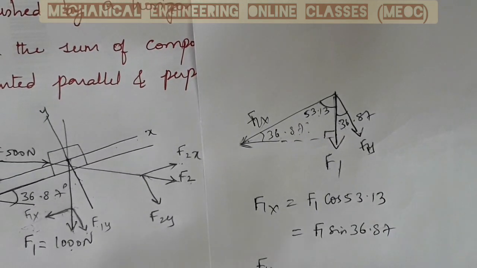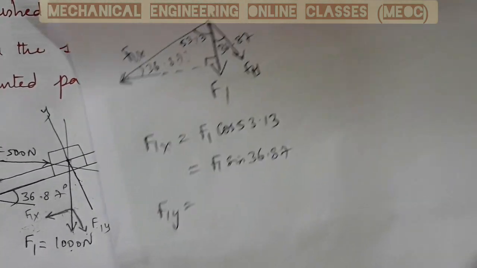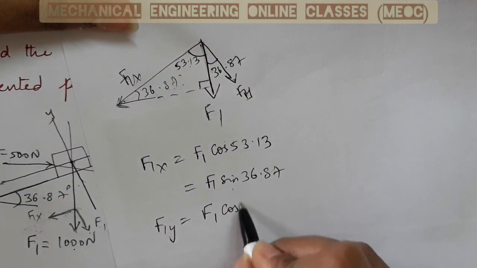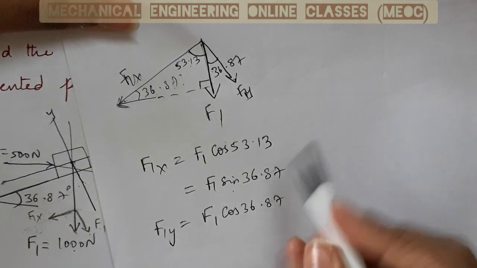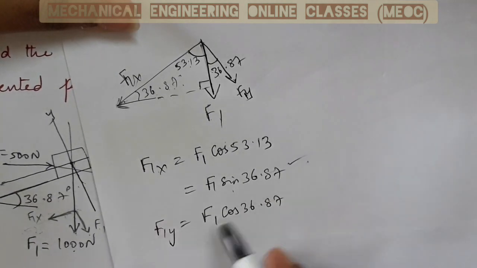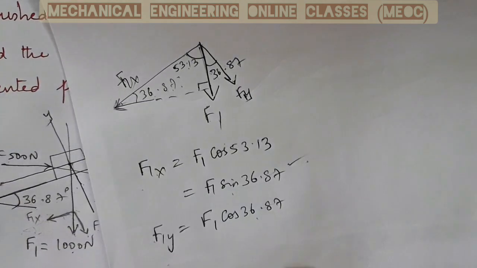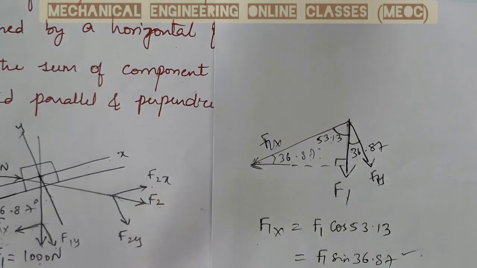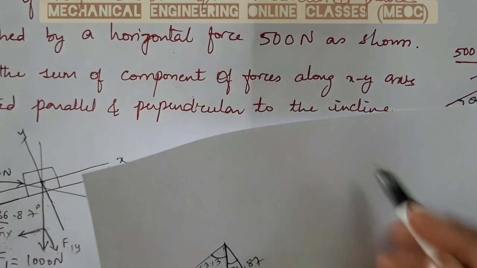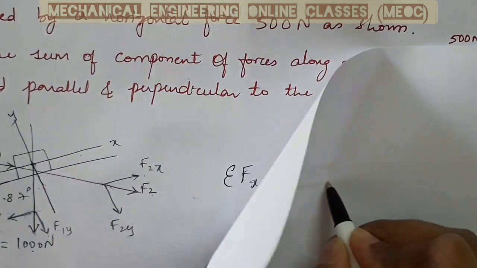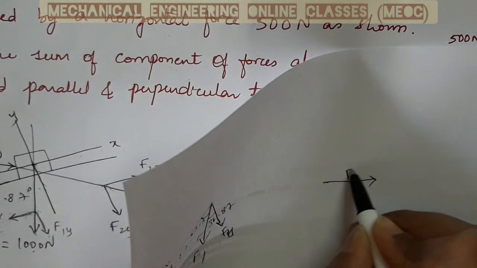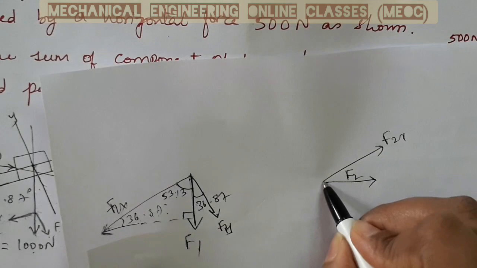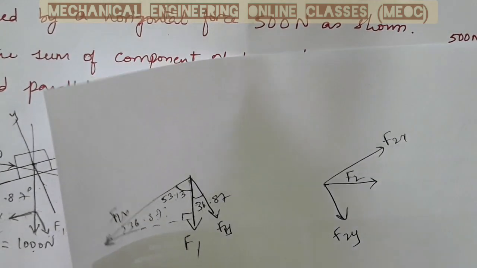Similarly, I can write F1y as, from this only, F1 cos 36.87. If F1x is sine, then F1y will be cos, because x and y are perpendicular to each other. So similarly, let us find F2x and F2y also. F2 is the horizontal force. F2x is along the inclined plane and perpendicular to that is F2y.